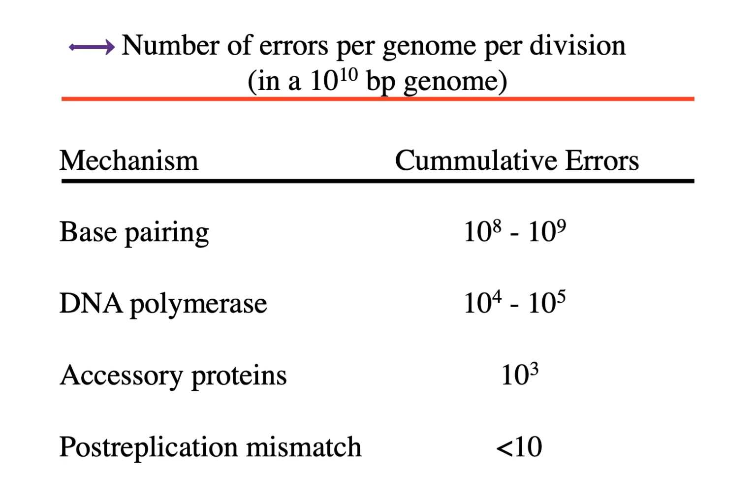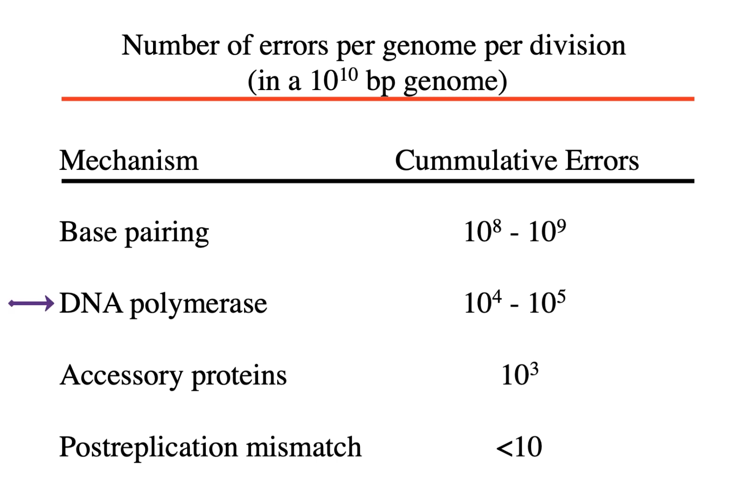So in an organism with a 10 to the 10th base pair genome, humans are about 3.5 times 10 to the 9th. I'm just putting this on a human scale, but 10 to the 10th is easier to deal with than 3 times 10 to the 9th. So the cumulative errors for that size of a genome, just on base pairing mutations, you'd have 10 to the 8th to 10 to the 9th errors per replication cycle.